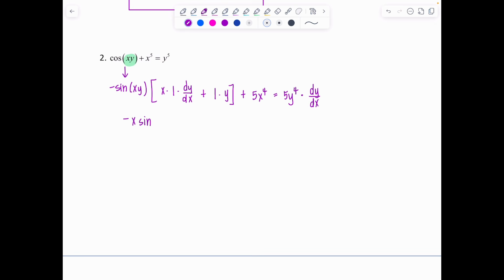So we've got negative x sine of xy dy/dx minus 5y to the fourth dy/dx equals negative 5x to the fourth plus, if I distribute this, I'll have negative y sine of xy, so it's going to be positive y sine of xy over here.